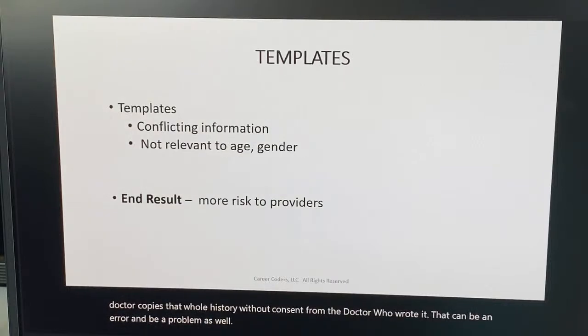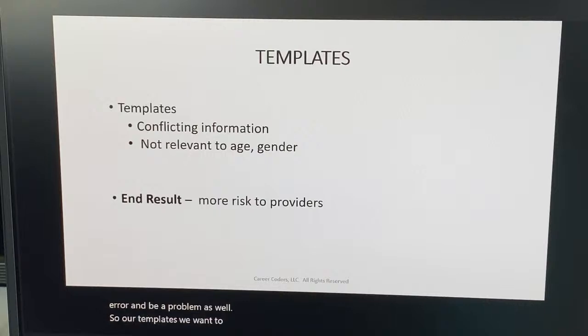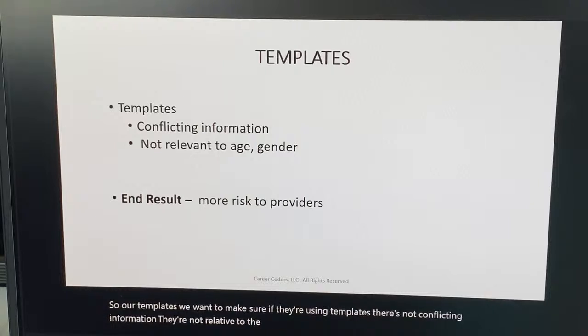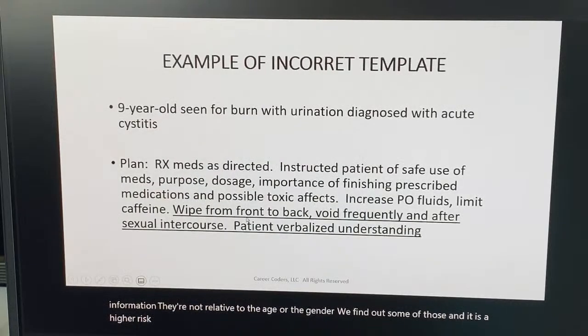So with templates, we want to make sure, if they're using them, that there's no conflicting information relative to the age or the gender. We find some of those, and it is a higher risk to doctors. I'm going to show you an example here.